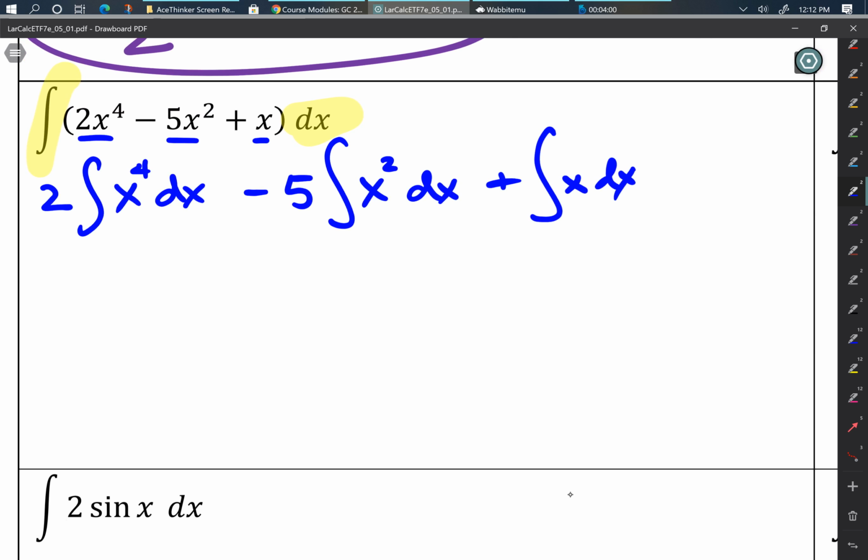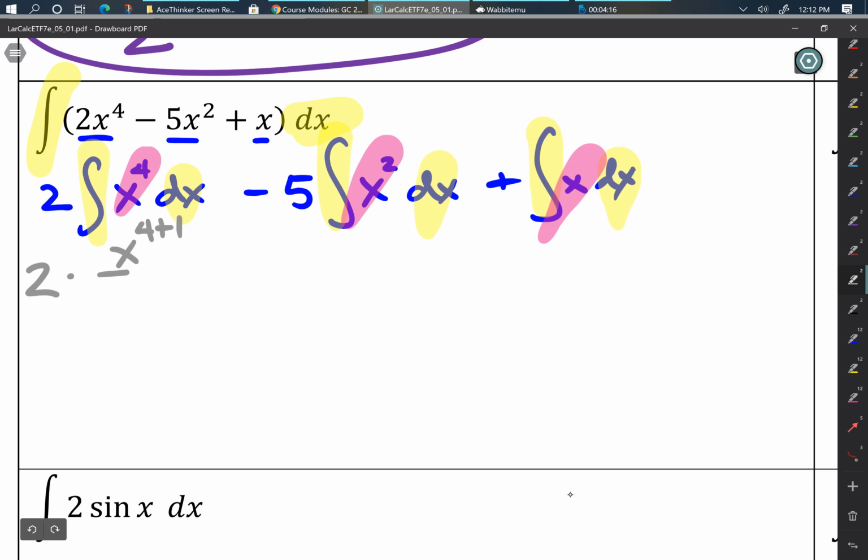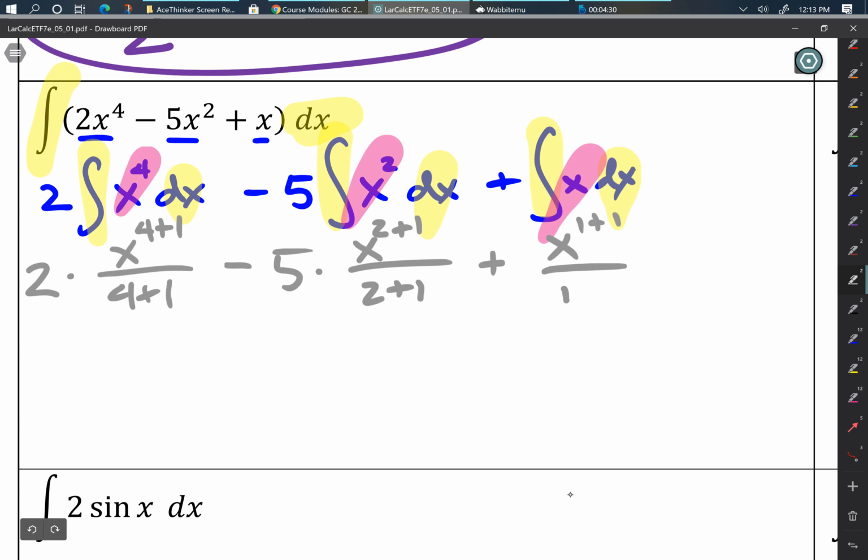And then I just take each of these, since it's operator, operator, operator, power rule, power rule, power rule, I'm just going to apply the power rule. So the first term will be 2 times x to the 4 plus 1 divided by 4 plus 1, minus 5 times x to the 2 plus 1 divided by 2 plus 1, plus x to the 1 plus 1 divided by 1 plus 1, plus c.